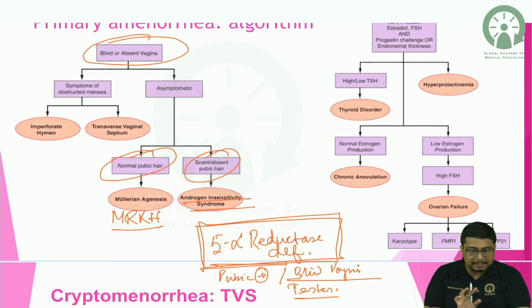So this is how you approach the questions when amenorrhea questions come in. If they talk about something like a blind vagina, but then something bulging in the rectum on per rectal examination, some bluish membrane is seen on speculum examination, so they are talking about either imperforate hymen or transverse vaginal septum. More common is imperforate hymen.